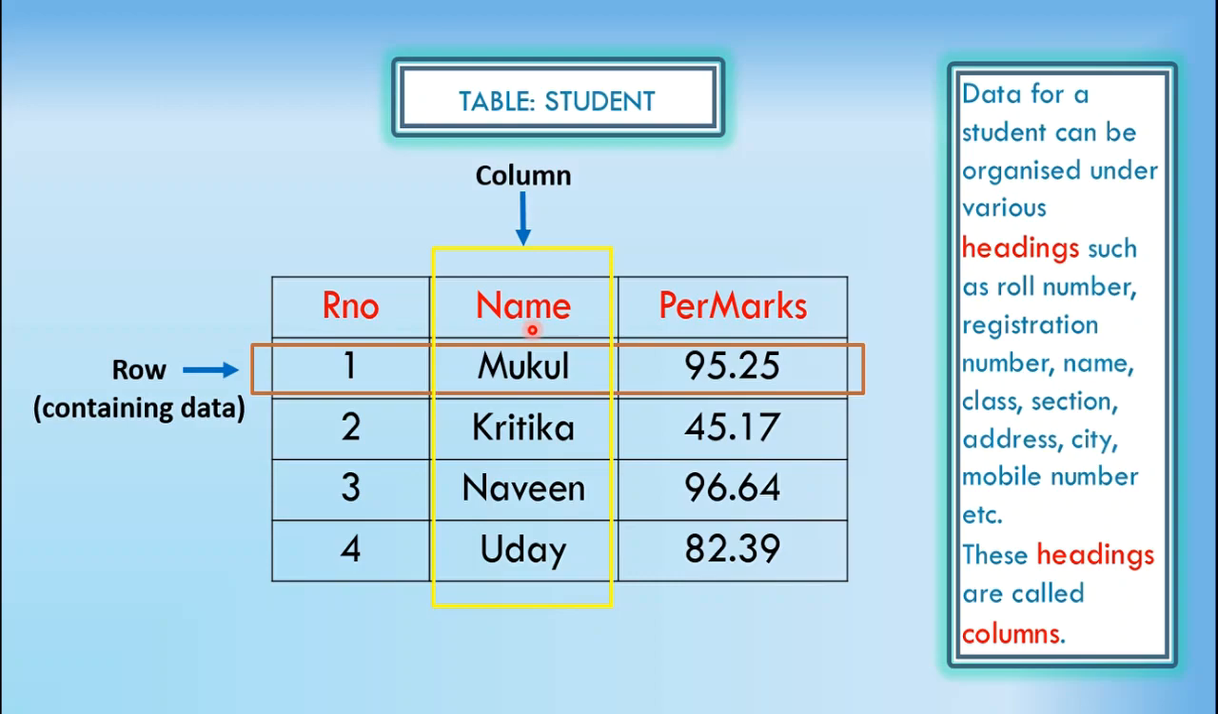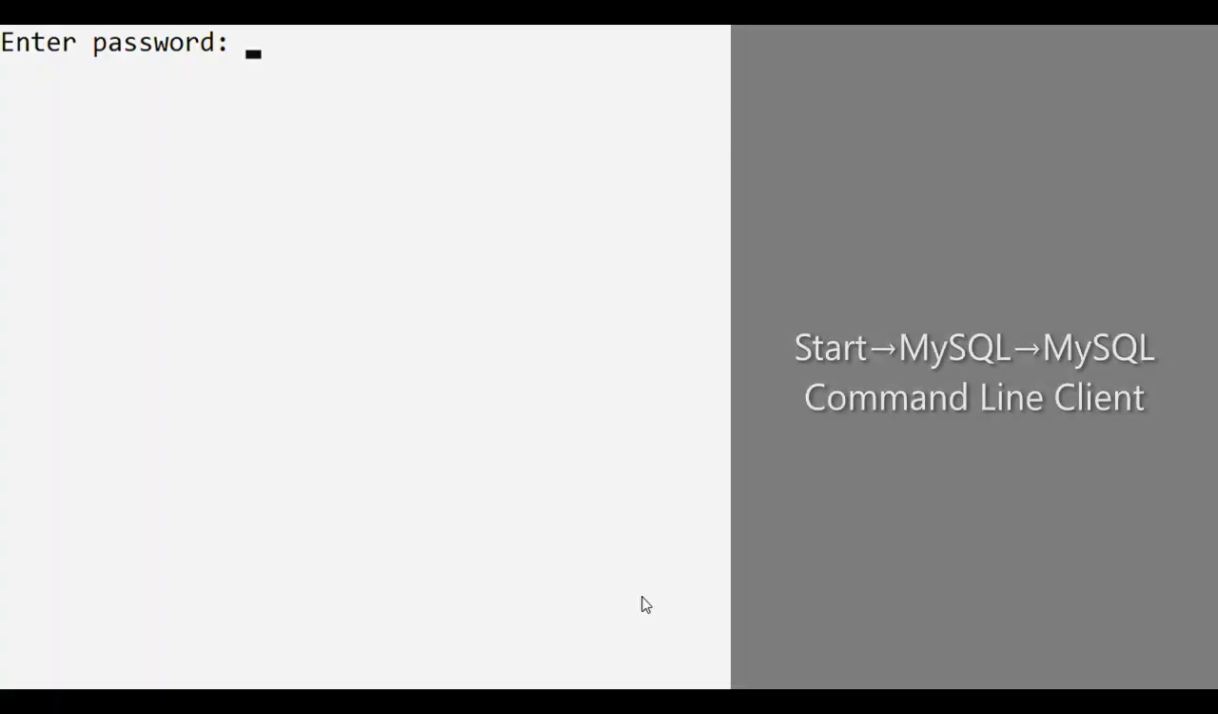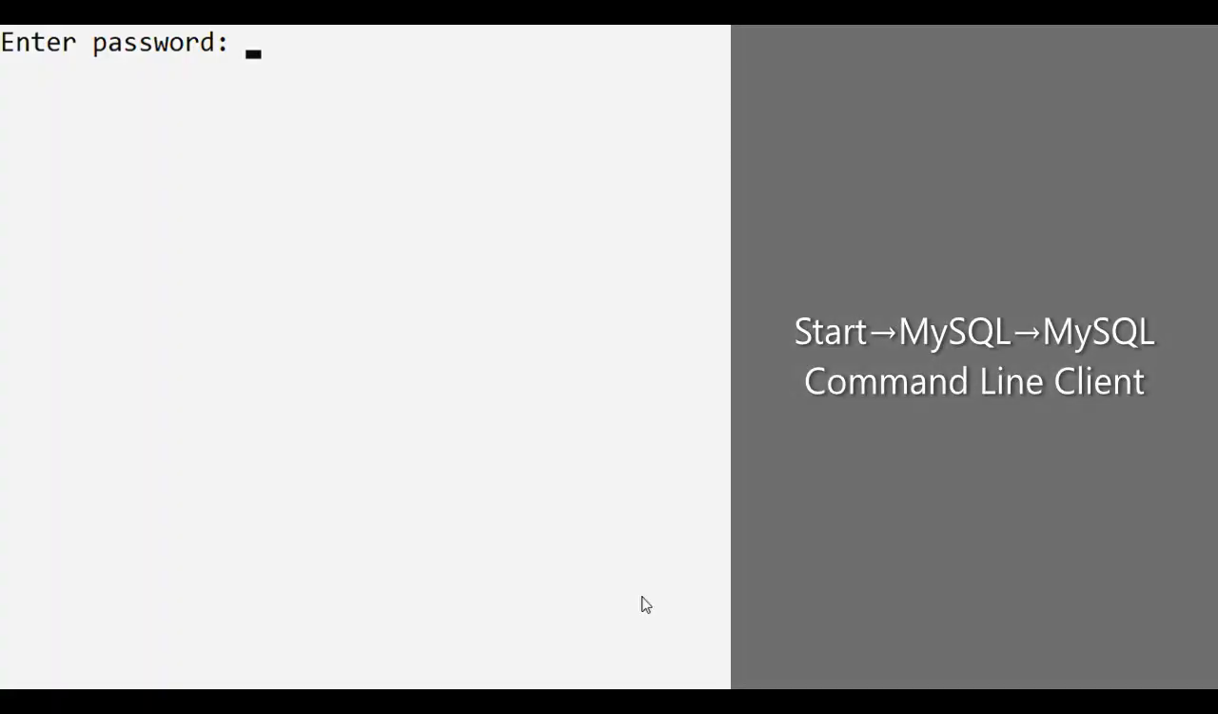Let's now see how to start MySQL. Click the Start button on the taskbar and select the group MySQL. From this group, select the option MySQL Command Line Client. Alternatively, go to the search box on the taskbar and type MySQL. You will see the related options and click the option MySQL Command Line Client.